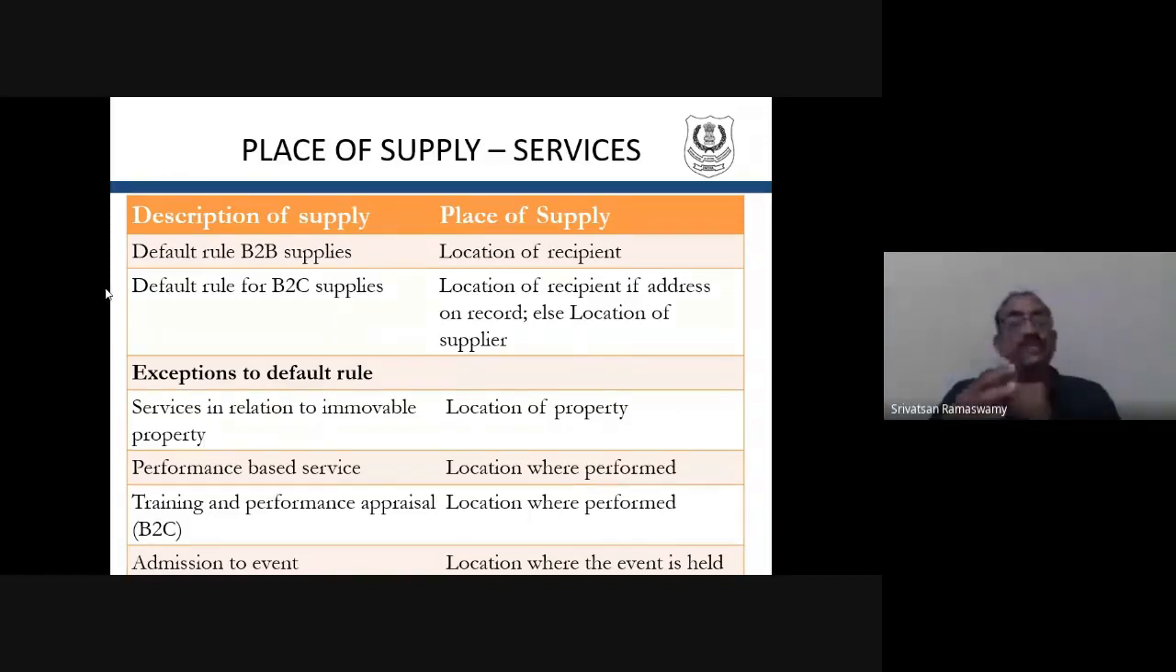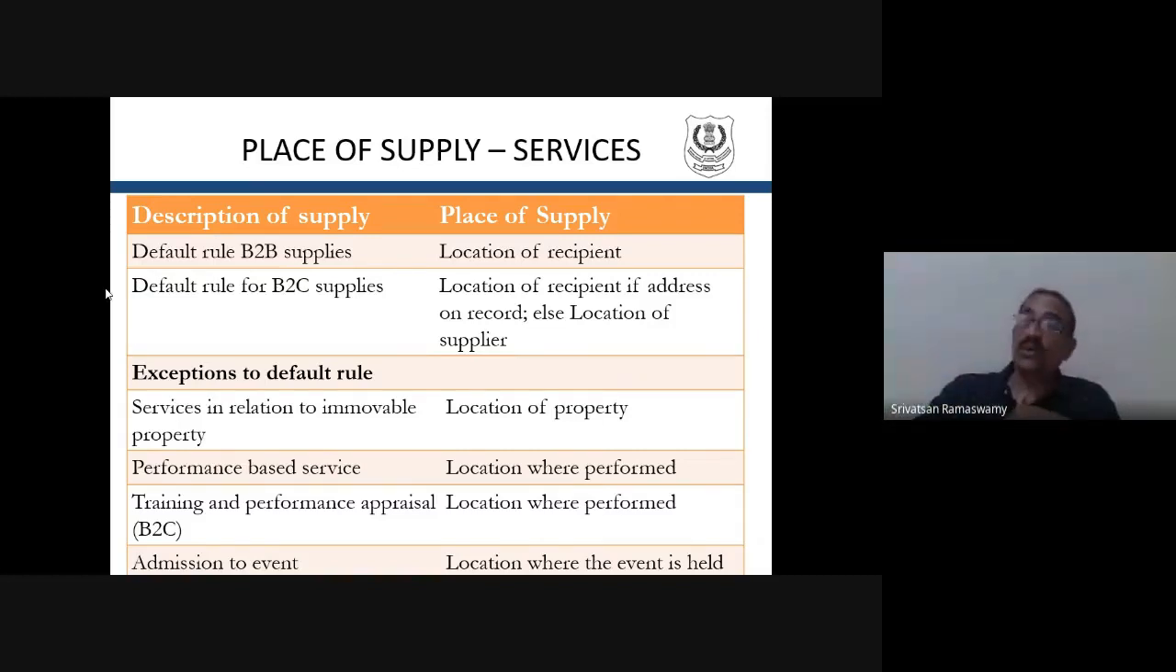In case of B2C transaction, B2C transaction is from a registered person to an unregistered person. So in that situation, if the location of the recipient is known, then the place of supply will be the location of the recipient. If it is not known, then it is the location of the supplier himself, right? So for instance, if I am a chartered accountant from Chennai who is providing a service to a person who is in Bhopal, if I know the location of the recipient, it is in Bhopal, then it becomes an interstate transaction.